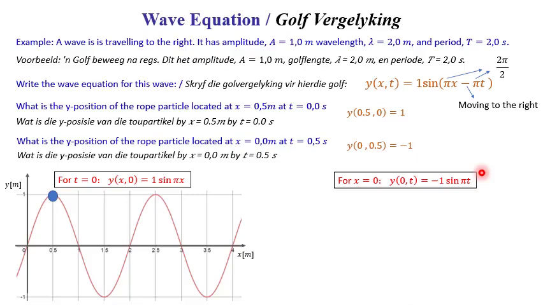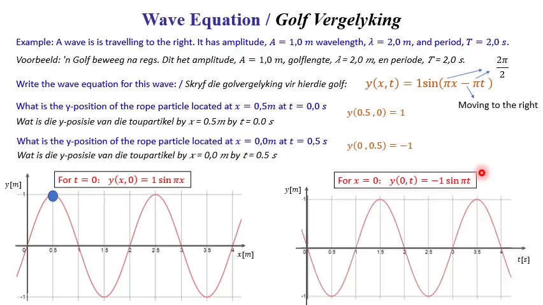Pause now. Right, welcome back. So your graph of y against t should be this negative sine graph. And remember, the question asks us, what is the y position of the particle located at x is equal to 0 at t is equal to 0.5?